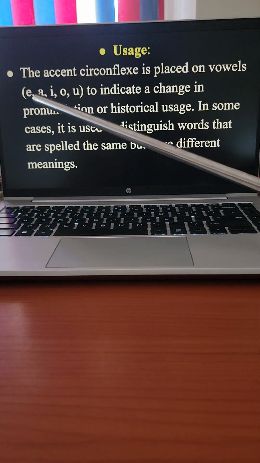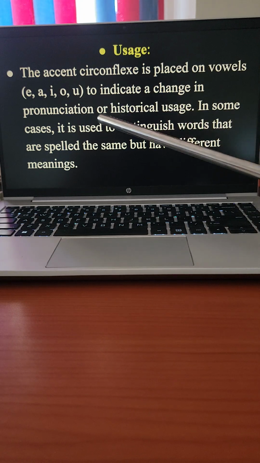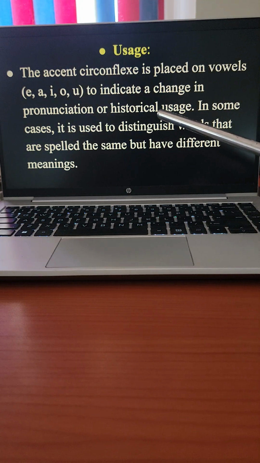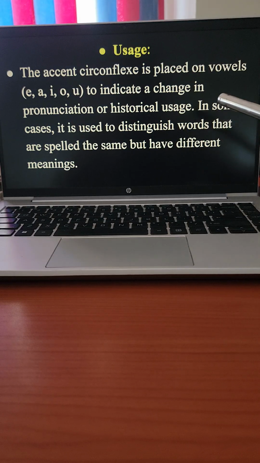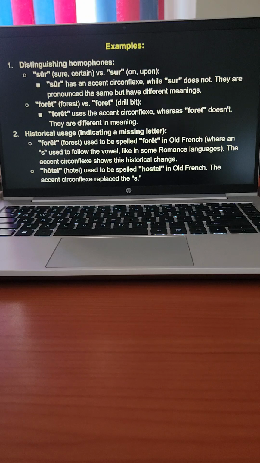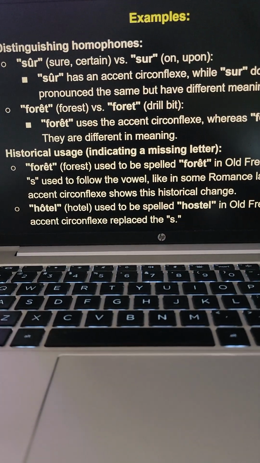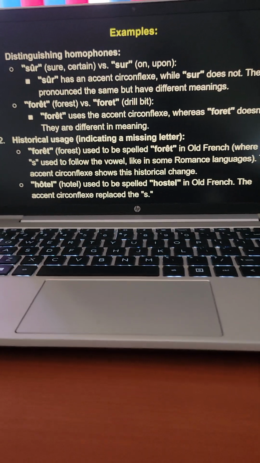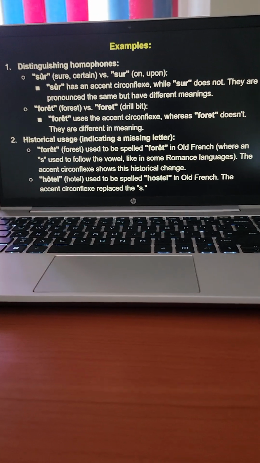So the accent circumflex is placed on vowels. You can see the five of them, to indicate change in pronunciation or historical usage. In some cases, it is used to distinguish words that are spelled the same but have different meanings. What am I talking about? Let's see in detail. Let me bring it closer. You can see some examples as I talk about this. I don't know if it will be very clear for you guys to see.